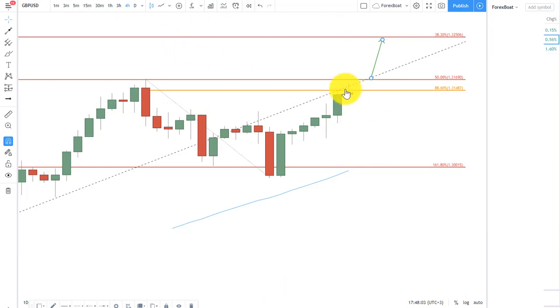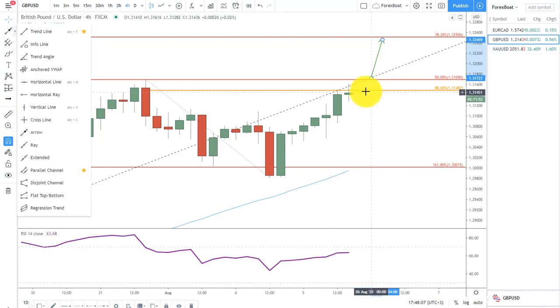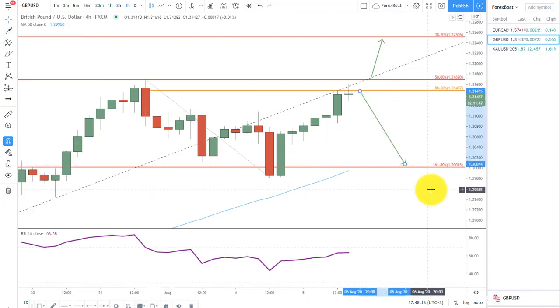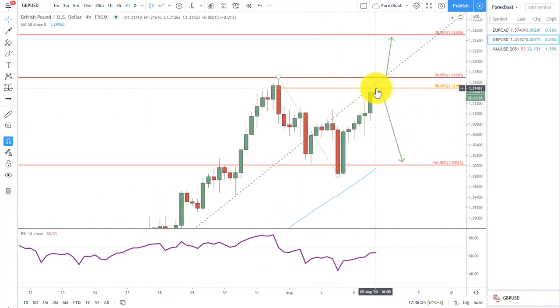But as long as this resistance holds, I think the probability of this downside move remains extremely high. So price will most likely attempt to test the 50 moving average and potentially break to the downside. This could be the reversal of the overall uptrend on the pound versus dollar. But obviously we need to see that the 4-hour candle will remain below the 88.6 resistance.